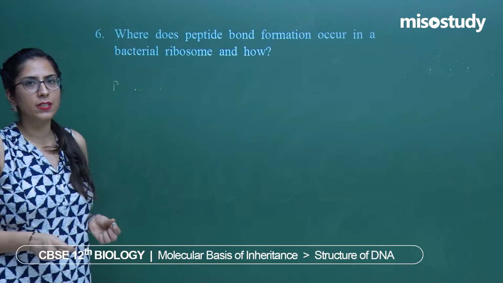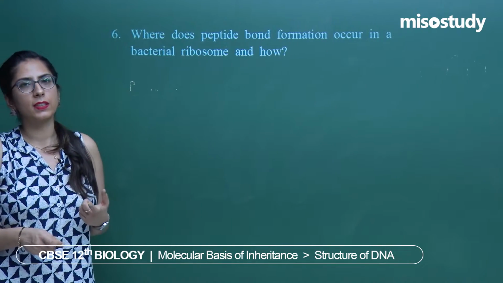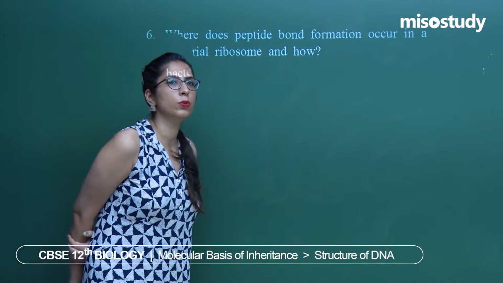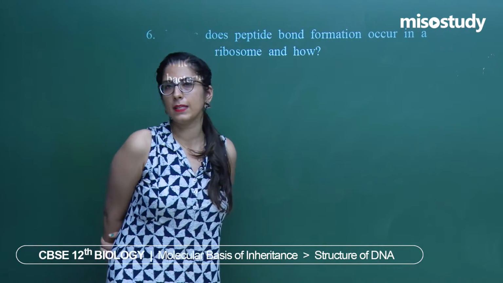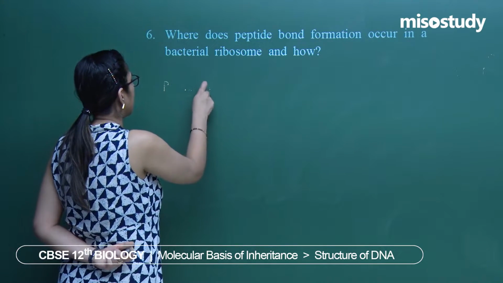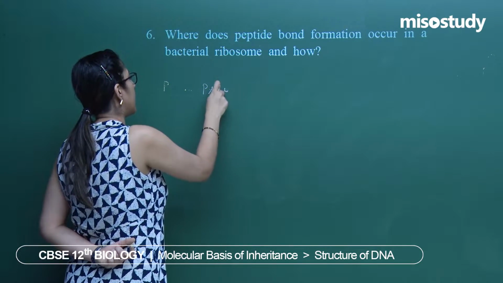You know, when I was discussing protein synthesis, the ribosome is there. In the ribosome, there are two sites. One is called the P site and the second is called the A site. P site is there, and the second one is called the A site.